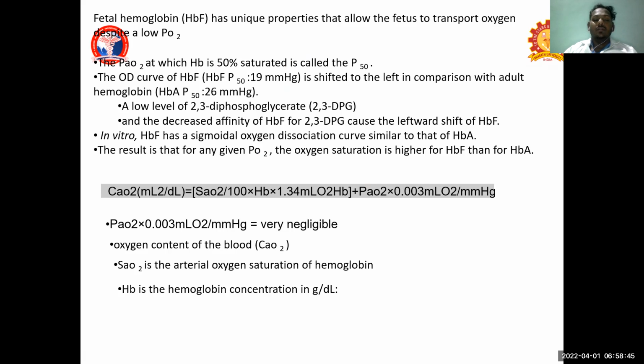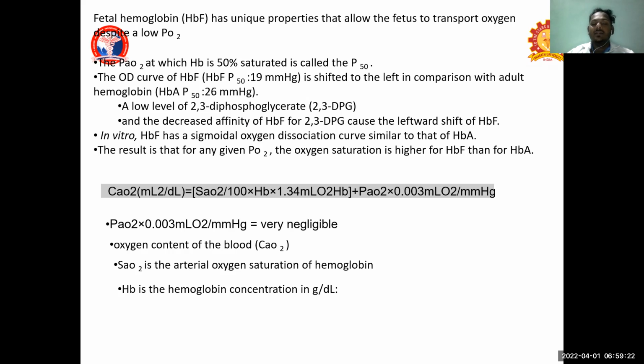A low level of 2,3-DPG and decreased affinity of fetal hemoglobin for 2,3-DPG causes a left shift of the fetal hemoglobin ODC curve. In vitro, fetal hemoglobin has a sigmoid oxygen dissociation curve similar to adult hemoglobin ODC. The result is that for any PO2, the oxygen saturation is higher for fetal hemoglobin than the adult hemoglobin.